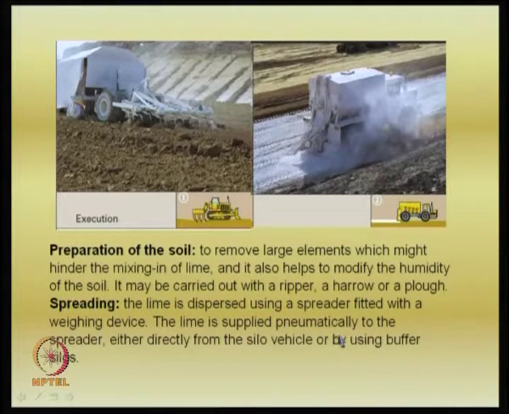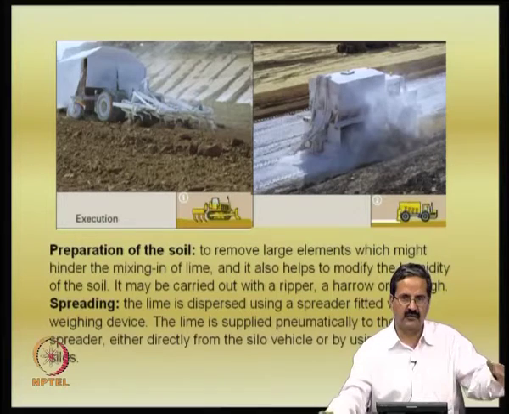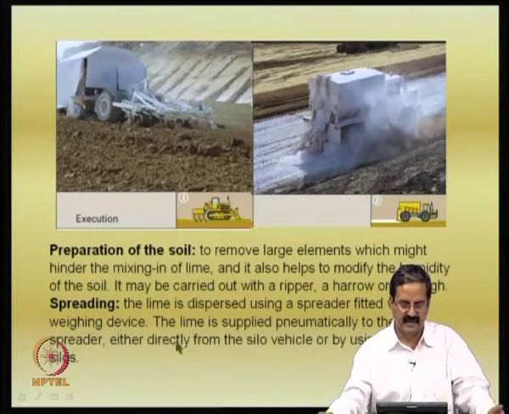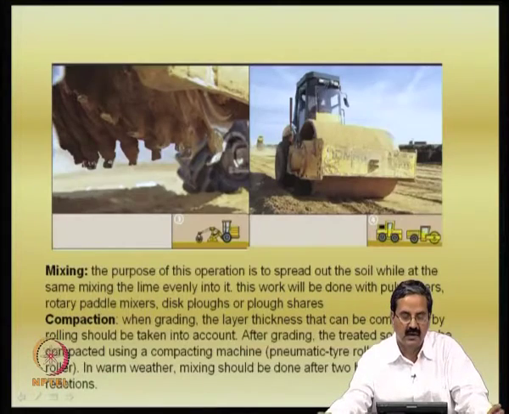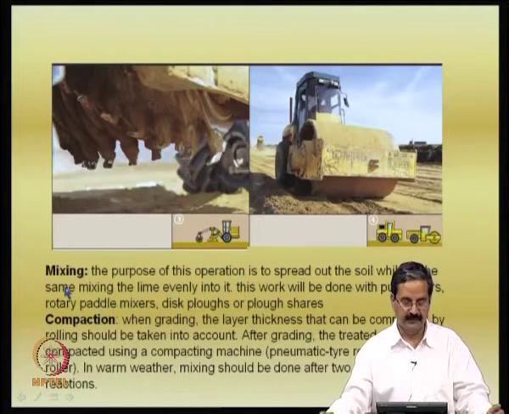The lime is supplied pneumatically to the spreader. A spreader is something that distributes, like a water sprinkler type of thing; you must have seen a lot of vehicles like this. So, you also have a sprinkling of lime here, and this has some containers which are called silos and all that. So, once you have this spread, then you have to do the mixing.